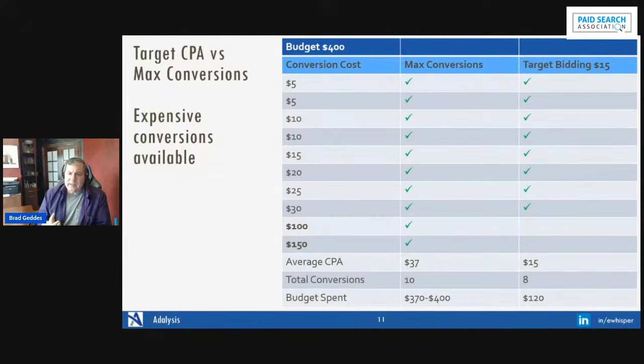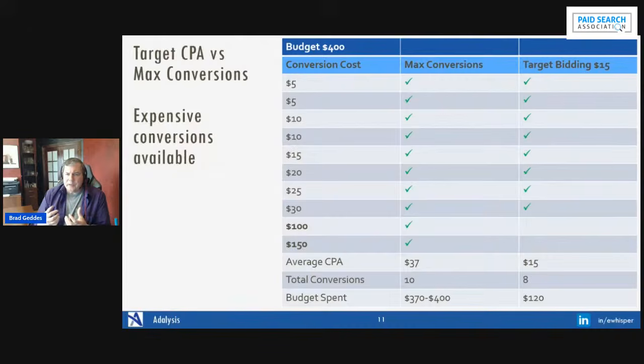So in a case like this, where max conversions, it's going to try to spend our budget again. And suddenly its CPA doubled what it was before, and its conversions only went up a touch, right? Where again, target says, I can't afford that, it stops. And conceptually, this is a big difference that's important to understand.